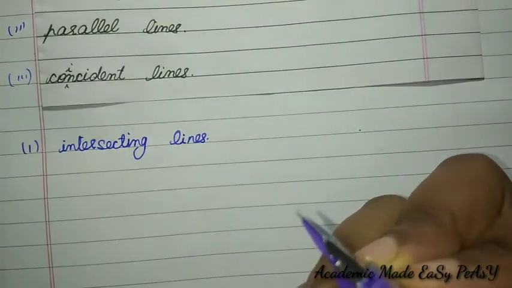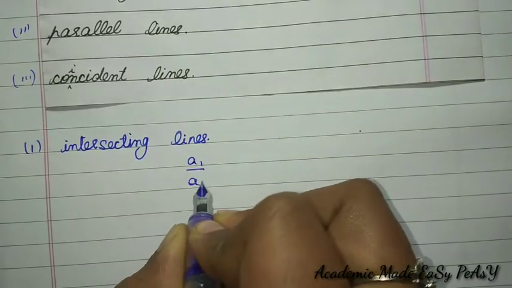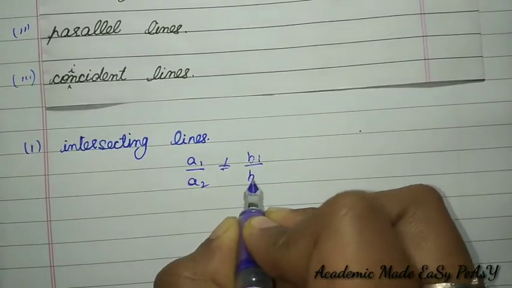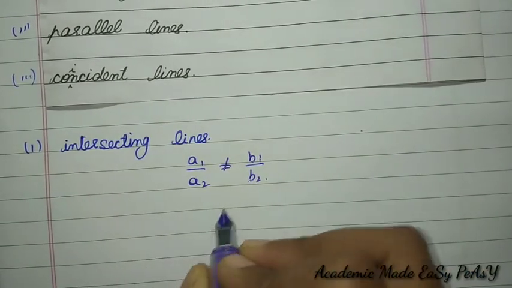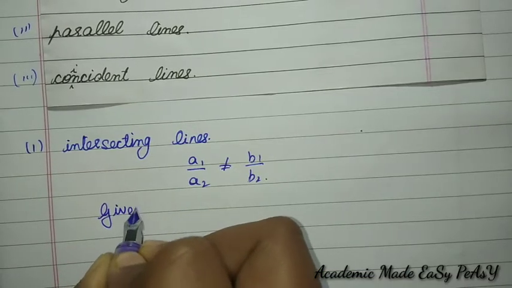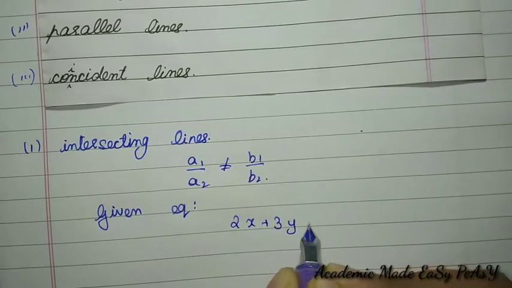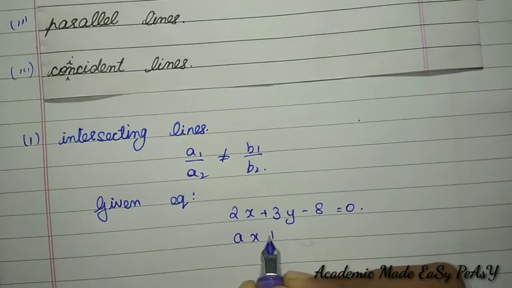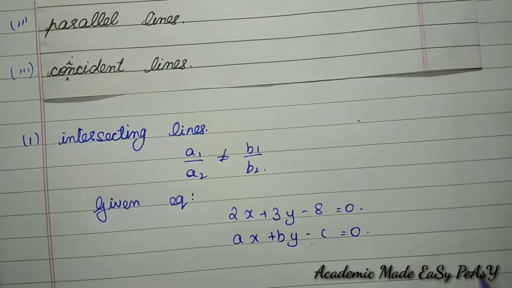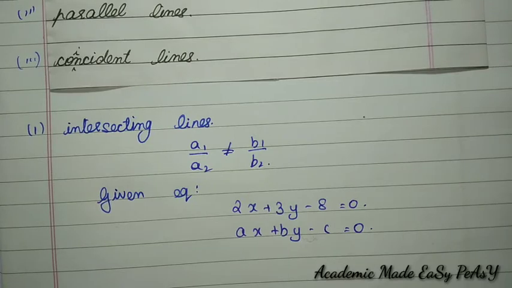We can't just directly find it, so we will be using one method. For intersecting lines, what is the condition? a1 by a2 not equal to b1 by b2. This is the condition. So what is the given equation? The given equation is 2x plus 3y minus 8 is equal to 0. So we have to have something like ax plus by minus c is equal to 0, so that I can have a1 by a2 not equal to b1 by b2.